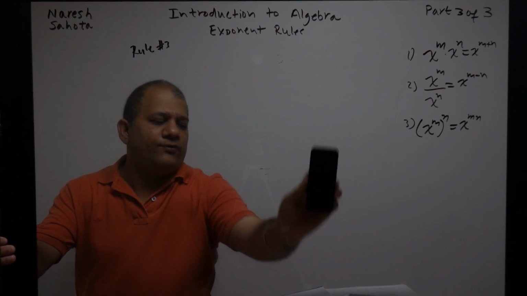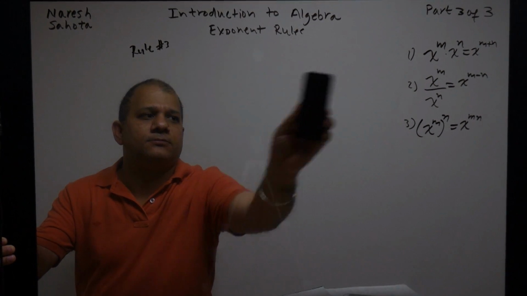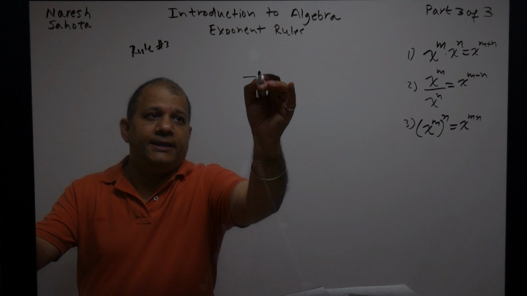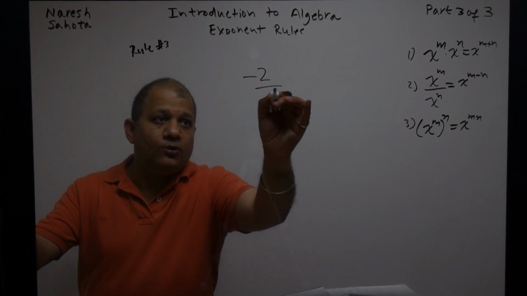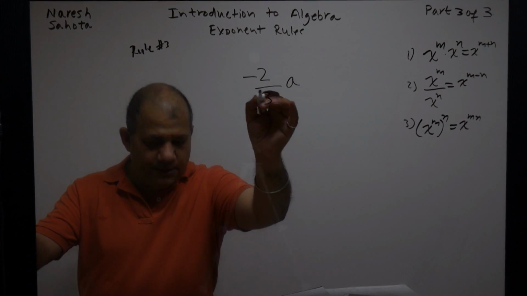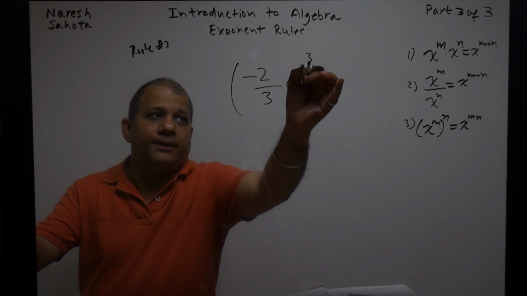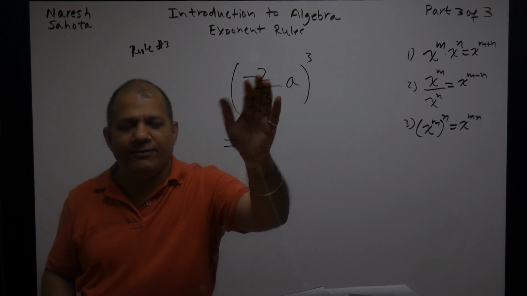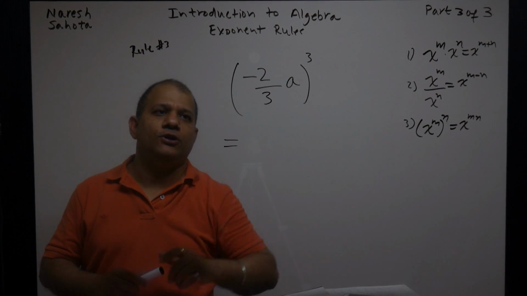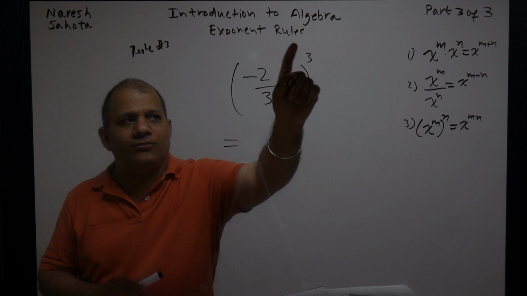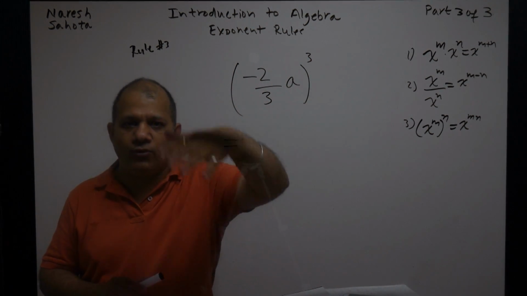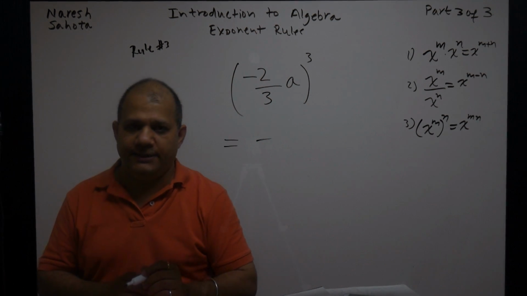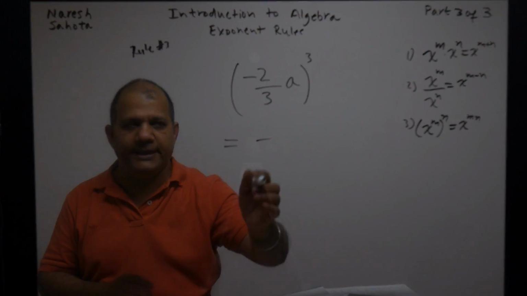And now we'll do the very last question on rule number 3. So we have -2 over 3a raised to the exponent 3. Okay, so again, it's just the negative that you have to pay extra attention to. So negative raised to an odd exponent. Overall the result is going to be negative, so I can just put a negative because I know the answer is going to be negative.